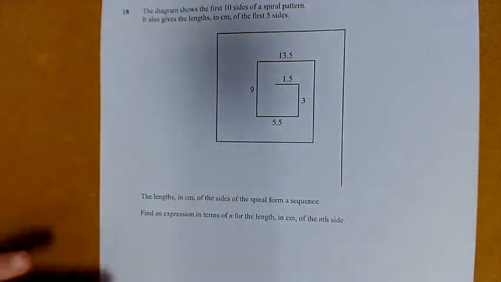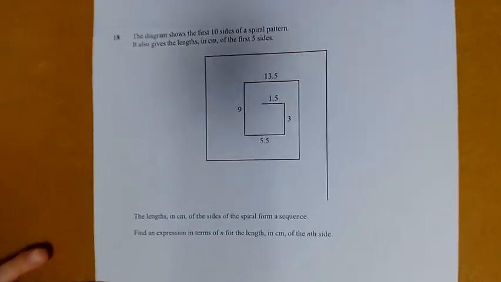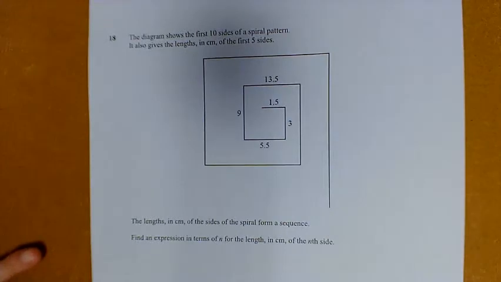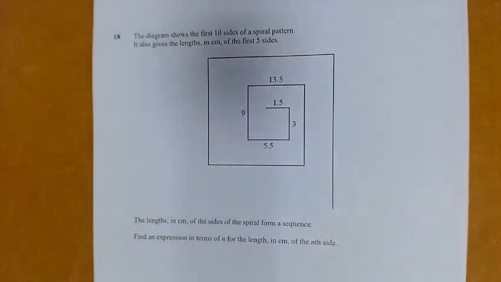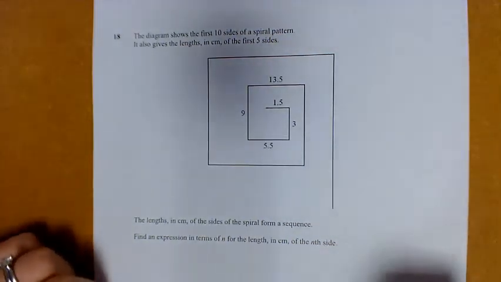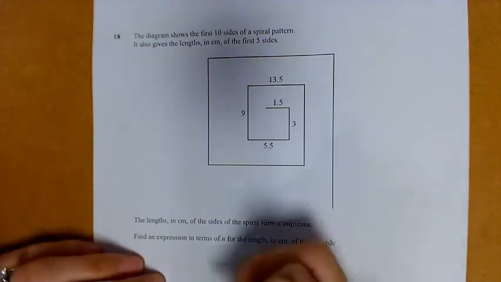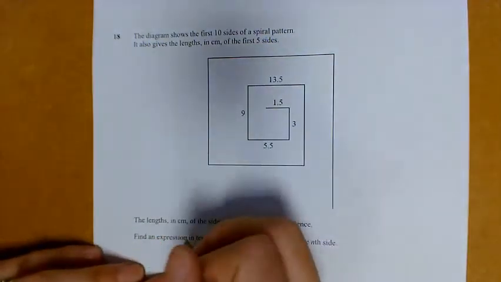The diagram shows the first 10 sides of a spiral pattern. It also gives the lengths in centimetres of the first 5 sides. The lengths in centimetres of the sides of a spiral form a sequence. So they've let us know that we're looking at a sequence here. Find an expression in terms of n for the length in centimetres of the nth side.